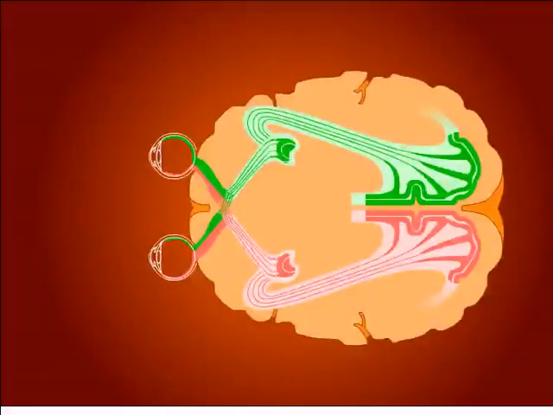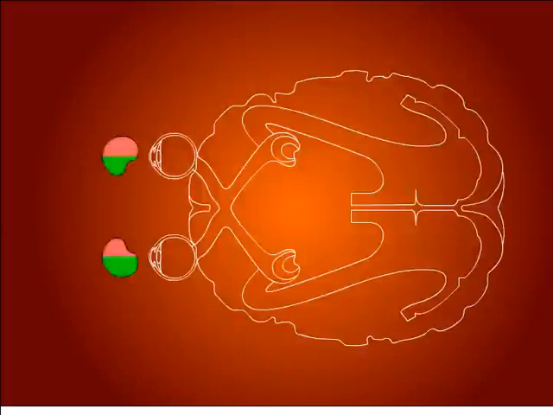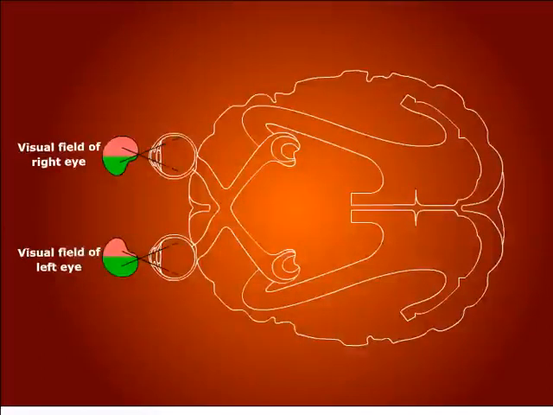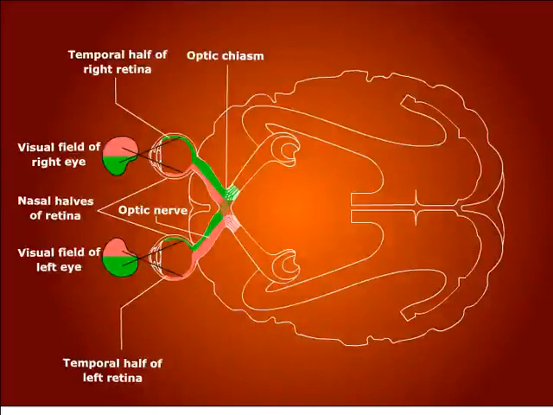We will now look at the visual pathway in greater detail. Nasal halves of the retina receive information from the temporal visual fields, and each temporal retina receives information from the nasal visual field. At the optic chiasm, the fibers from the nasal halves of each retina decussate. The optic fibers from the temporal halves of each retina pass through the chiasm without decussating.